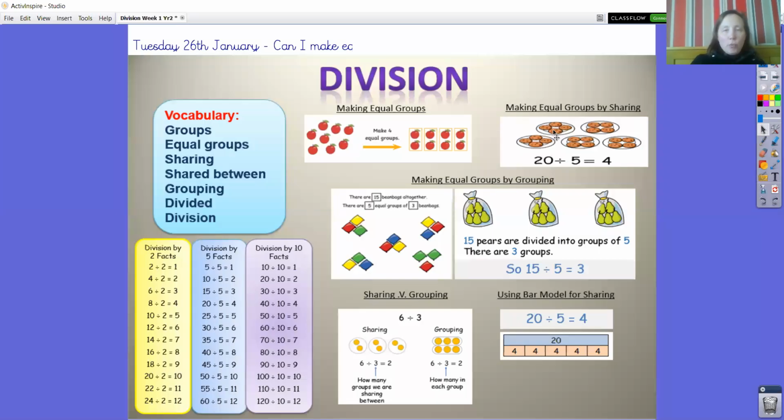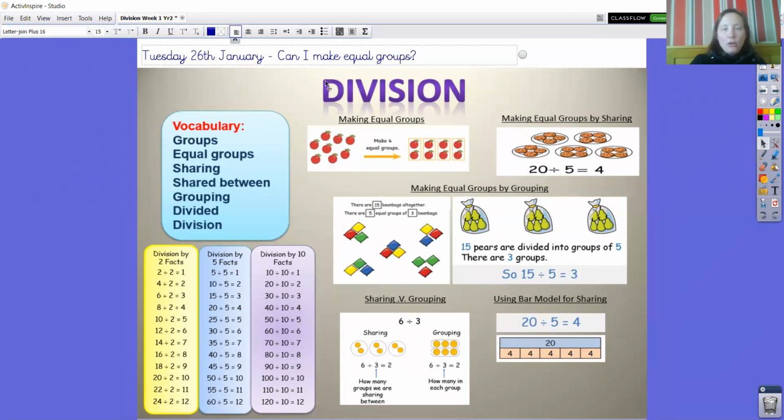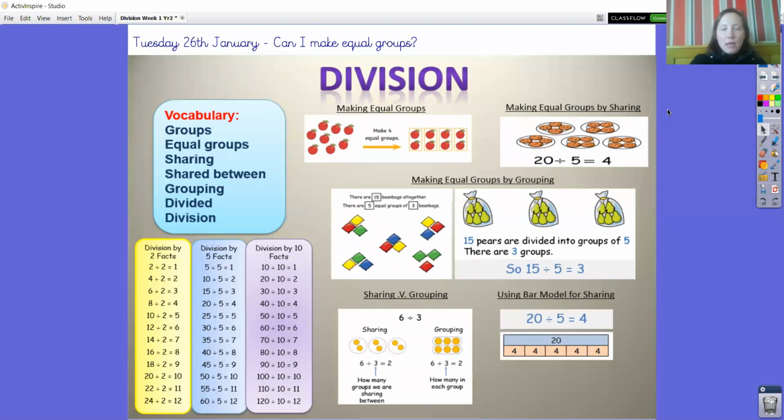Good morning, everybody. So today's Tuesday, 26th of January, and we're looking at making equal groups in our division today. So let's remind you of our vocabulary. Groups, equal groups, sharing, shared between, grouping, divided and division.